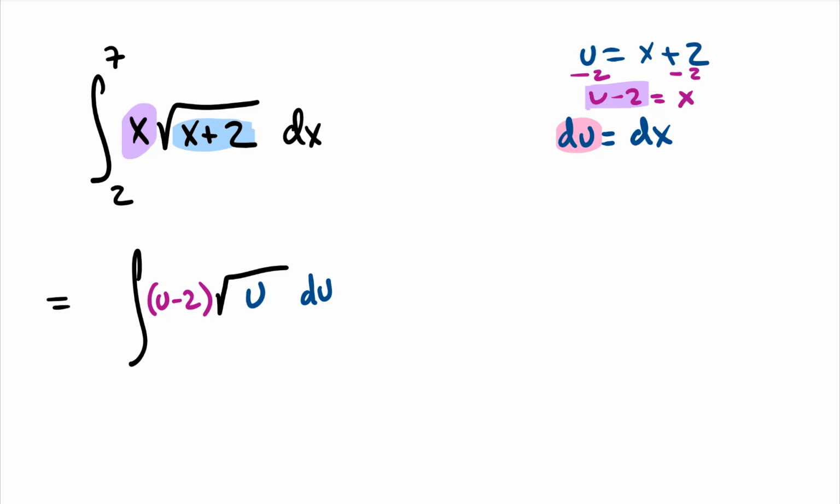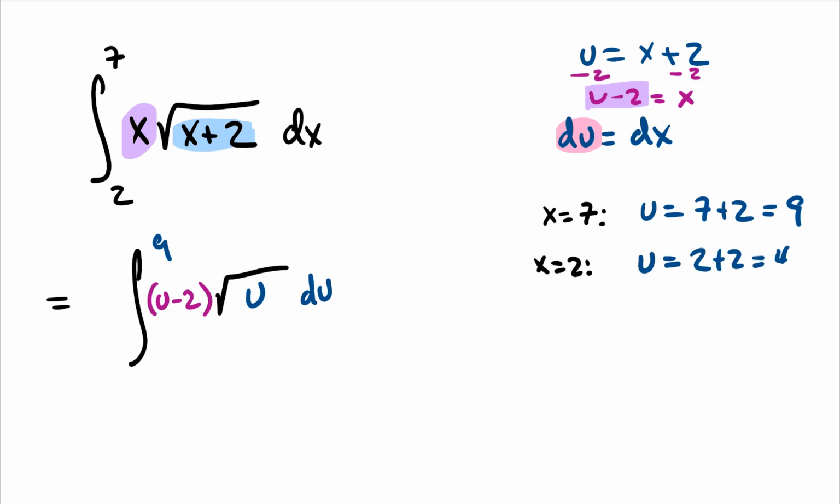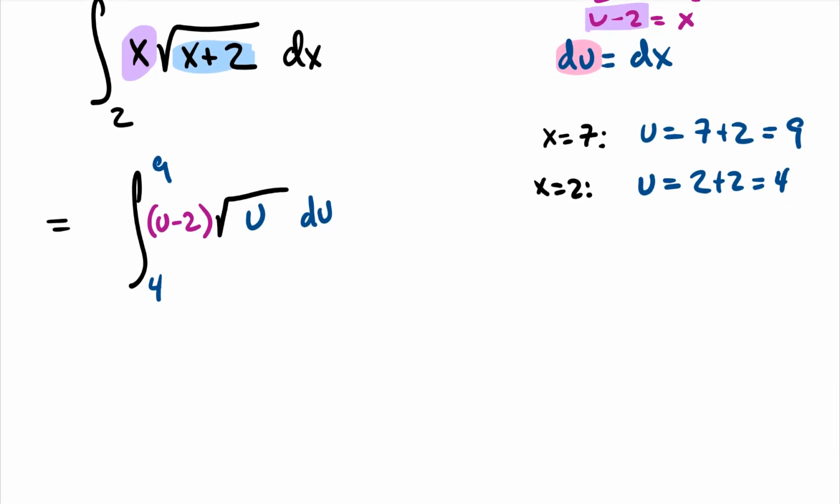Let's do this now so we don't have to go back into terms of x's. So when x equals 7, our upper bound, our u is equal to 7 plus 2, which is equal to 9. Hey, there's our new upper bound. When x is equal to 2, our u is equal to 2 plus 2, which is equal to 4. How convenient. Okay, now let's go through and solve this problem.